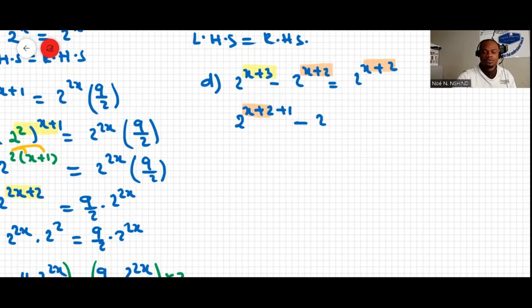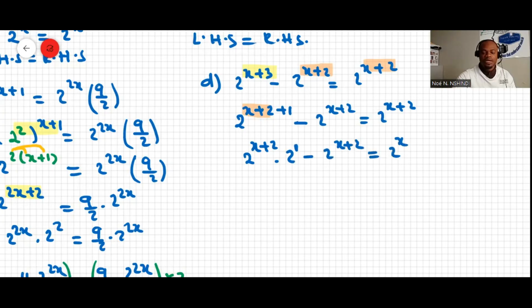Minus 2 to the x plus 2 equal to 2 to the x plus 2. Now we can split it. It's going to be 2 to the x plus 2 times 2 to the 1, minus 2 to the x plus 2 equal to 2 to the x plus 2. Then we can write the 2 in front, so it's going to be 2 multiplied by 2 to the x plus 2, minus 2 to the x plus 2, equal to 2 to the x plus 2.